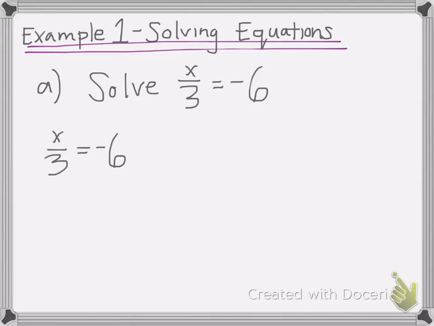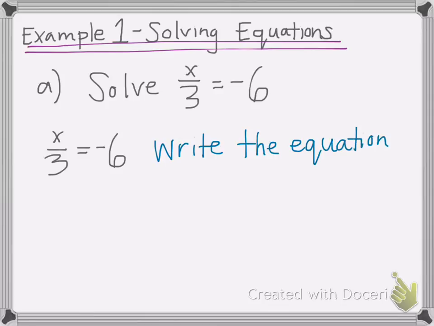Now I'm going to narrate that down. Write the equation. That is step 1. Please use another color, pen, or highlighter to write those steps. Write the equation. Awesome. Now, the second step is to use the multiplication property of equality.